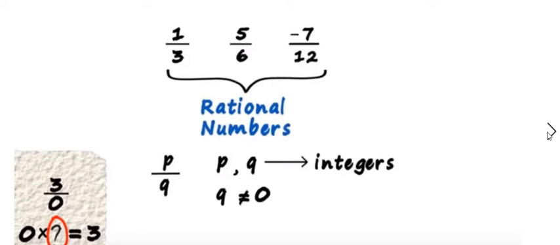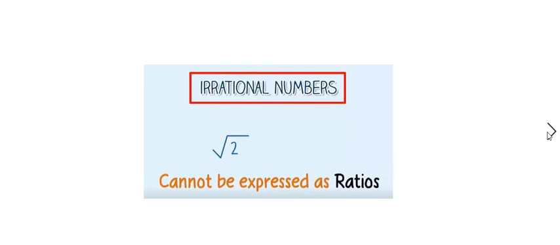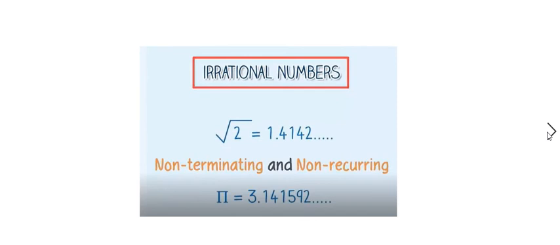But the basic definition: a rational number is a number that has the form p/q, with p in the numerator and q in the denominator, where p and q are integers, positive or negative. Another important condition: q should not be equal to 0, and p and q don't have a common factor. On the other hand, an irrational number cannot be expressed as a ratio like p/q, and when expressed in decimal notation, it has non-terminating and non-recurring decimals.